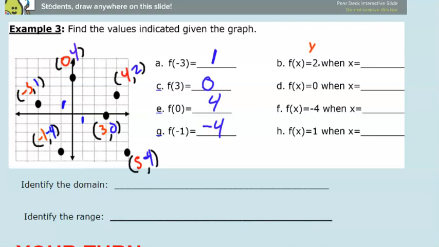Okay, now when y equals 2, x equals 4. When y is 0, x is 3. When y is -4, x is both -1 and 5. And then when y is 1, x is -3. So again, you could have two x values going to the same y, but you cannot have two y values going to the same x. So you could have two or more.